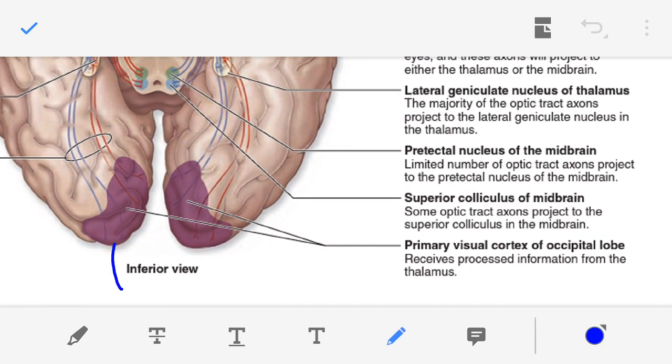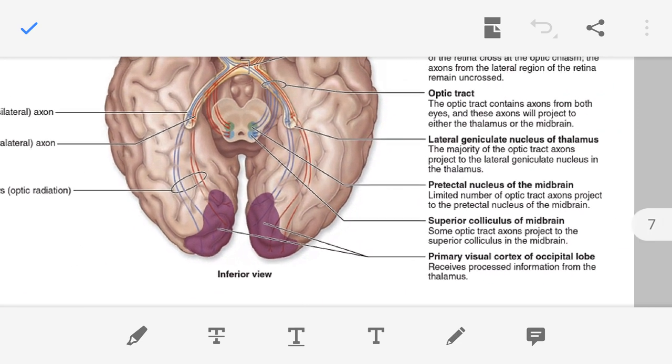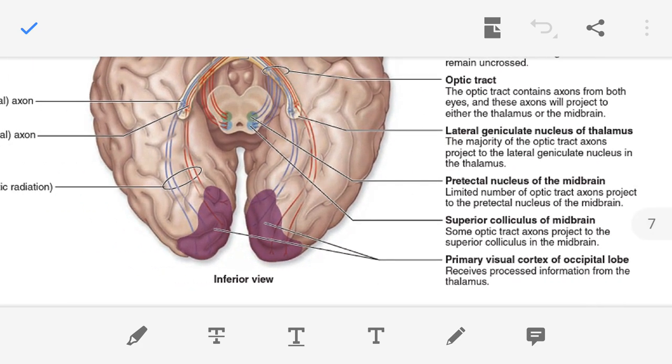Finally, this purple color region of the brain. In this figure only, it is not that the entire region is purple, but to make us understand, the authors have used the purple color to differentiate this part. So this portion is the primary visual cortex of the occipital lobe. The primary visual cortex processes information from the thalamus. The fibers first enter the thalamus, and then the fibers from the thalamus enter into the primary visual cortex.